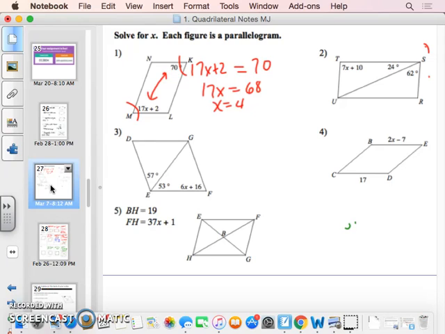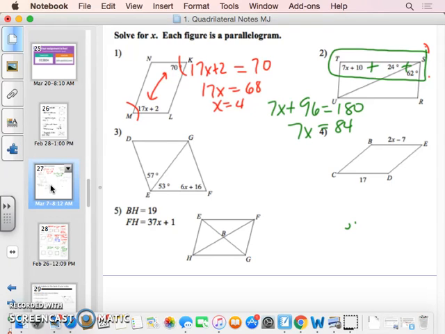For number 2, these angles are not opposite each other, but they're on the same side. So this is going to be same side interior angles. So I'm going to add them all up, and they're going to equal 180. And so I've got 7x plus, combining my like terms, 24 plus 62 plus 10, well that's 96, and this is going to equal 180. So if I subtract out 96, I get 84, so 7x equals 84. Divide that by 7, and my answer is x equals 12.